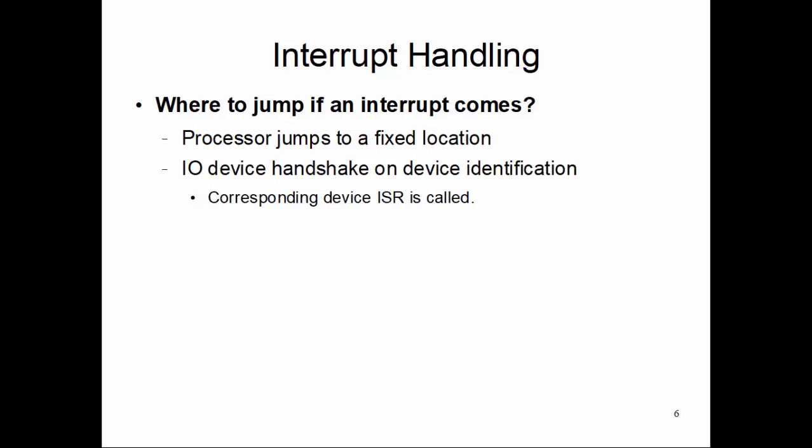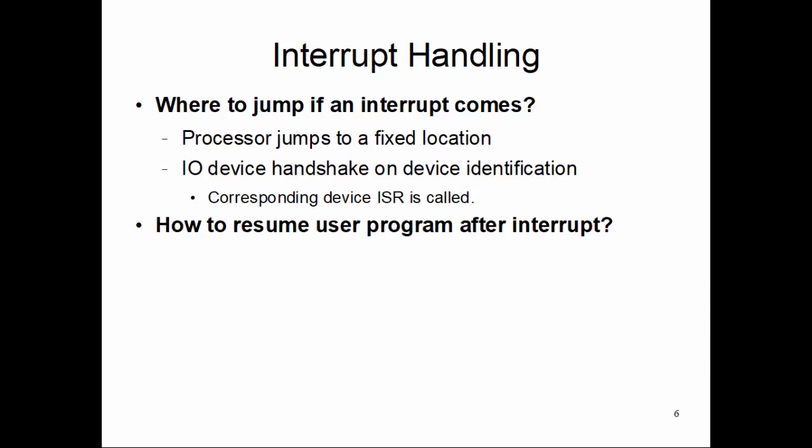basically the first part of the code is to look at the interrupt code, the interrupting device code, which is stored in one fixed register. We'll come to that. And then it goes to the corresponding device's interrupt service routine.